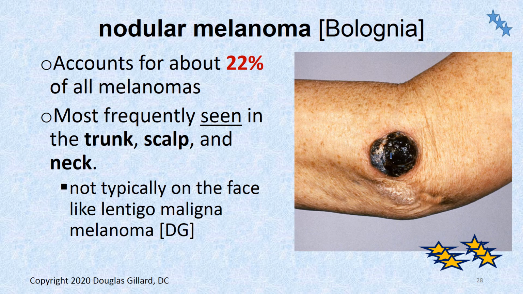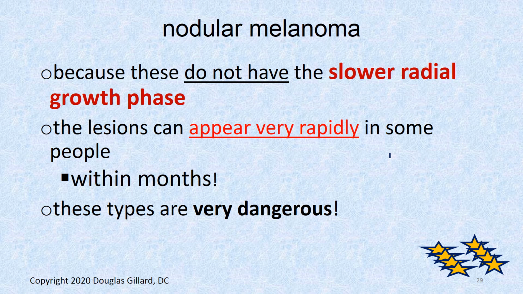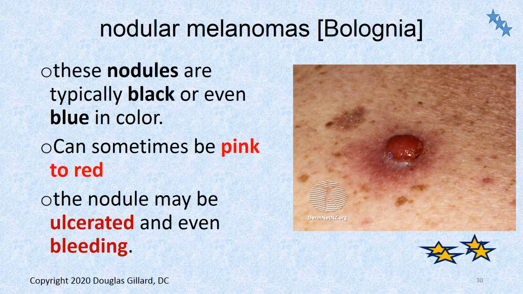And there's a big nodule right there. That's the sign of these things. They're nodule looking. They do not have a slow radial growth phase. In fact, they have hardly any radial growth phase. They have a vertical growth phase that's very, very quick, and within months it can be down into the subcutaneous tissue and into the bloodstream. Very dangerous. They're usually black nodules, so they're not flat. They're usually bumps. They may sometimes be pink or red.